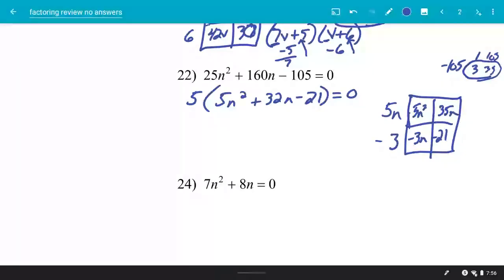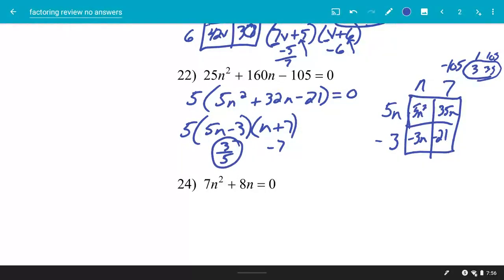So I can pull out 3. And then this is going to be n and 7. So I end up with 5 times 5n minus 3 times n plus 7. Solutions are -7 and 3/5. Are you getting that yet? How I get those?